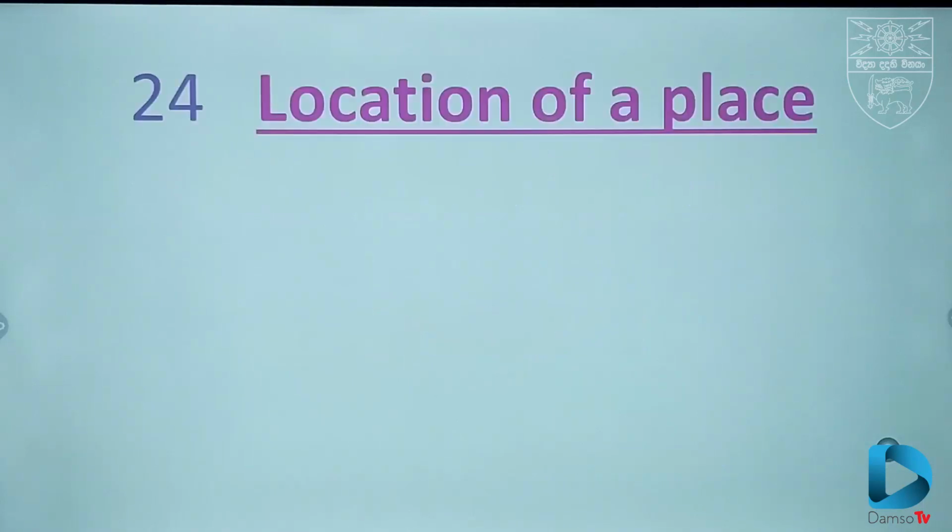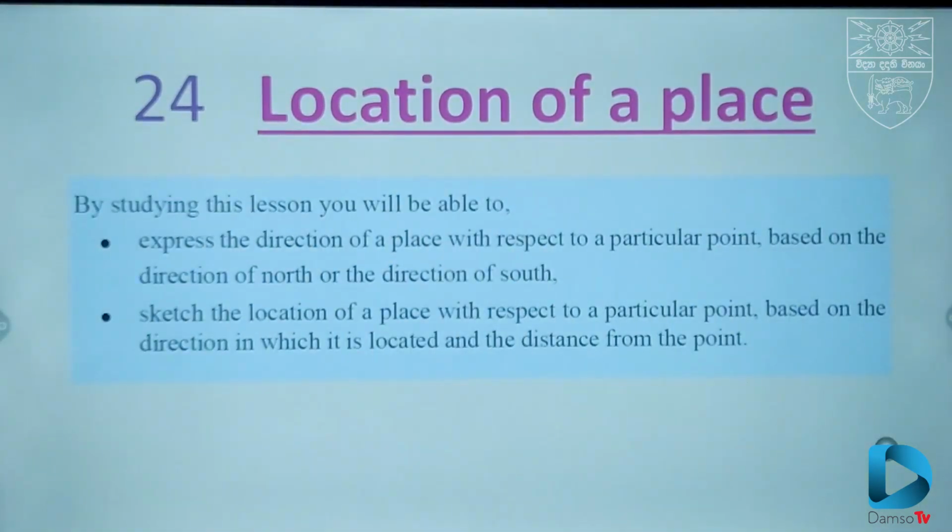Today's lesson is lesson number 24, location of a place. By studying this lesson, you will be able to express the direction of a place with respect to a particular point based on the direction of north or the direction of south. And also you will be able to sketch the location of a place with respect to a particular point based on the direction in which it is located and the distance from the point.